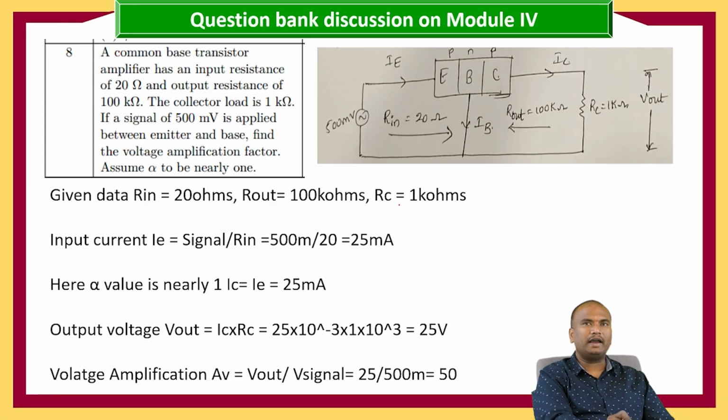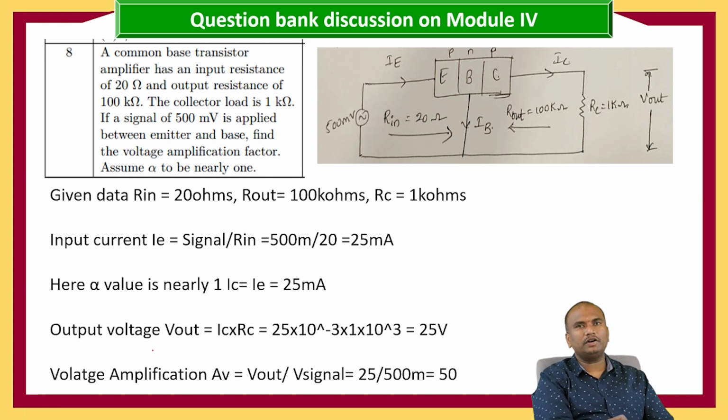Now the input current IE is equal to input voltage by input resistance. That is signal voltage by input resistance, that is 500 millivolts by 20, which is equal to 25 milliamperes. And here alpha value is nearly 1. IC is equal to IE, which is equal to 25 milliamperes.